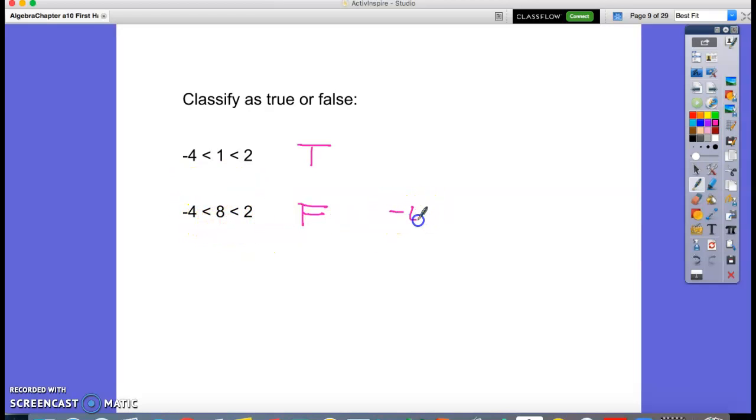But if it says negative 4 less than 8 or 8 less than 2, negative 4 is less than 8, that's correct, and 8 less than 2, that's wrong, right? But since this is or, if one of the conditions is satisfied, then it is a true statement. But if it's like this, it means 8 is between negative 4 and 2. So 8 is greater than negative 4 and 8 is less than 2. So this is different: this is and, and this is or.